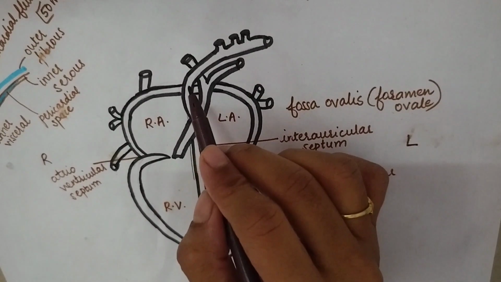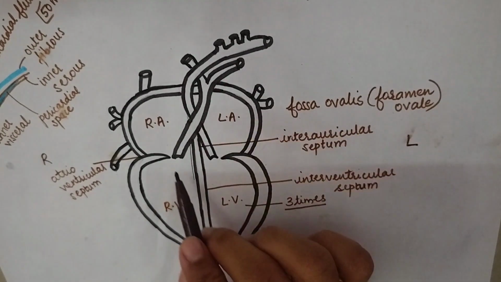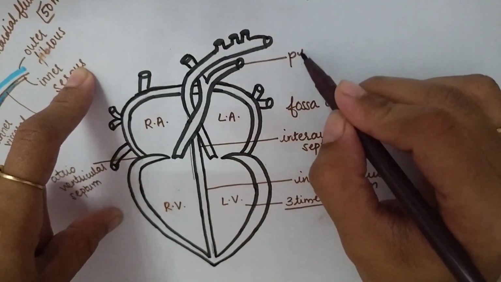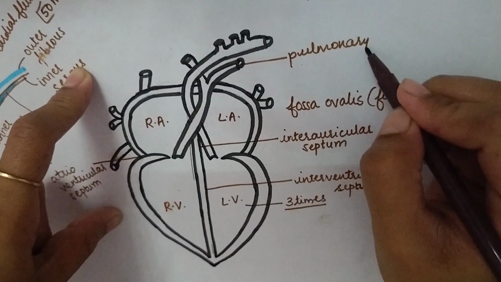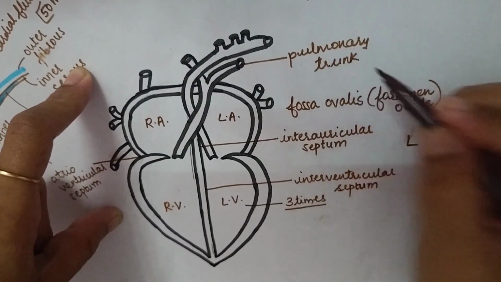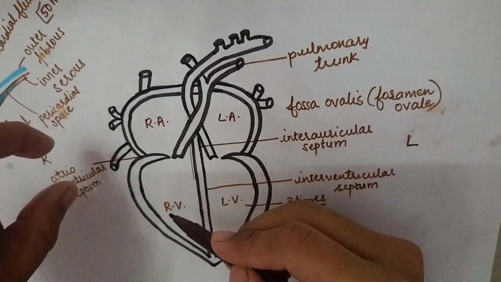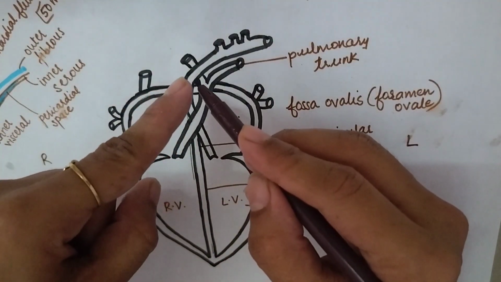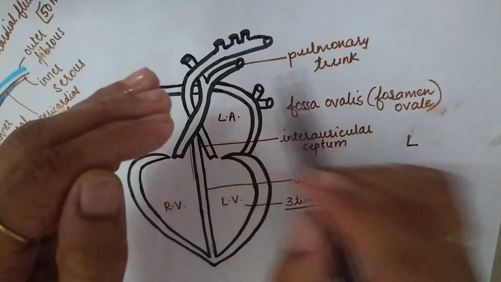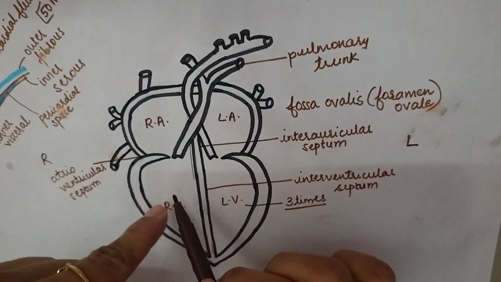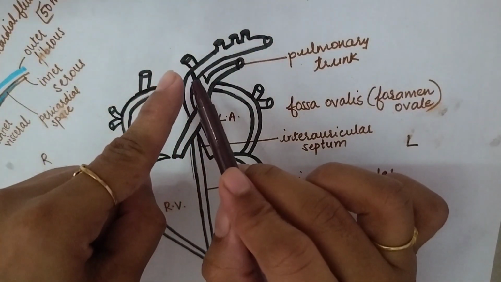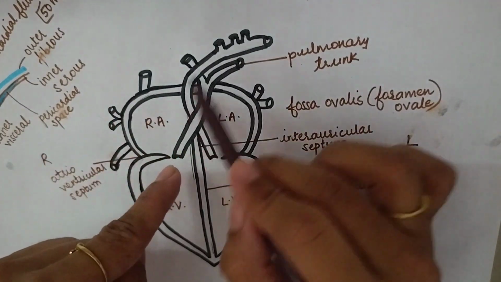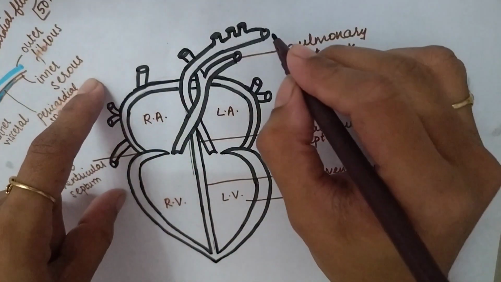Now here you will find these 2 structures. Now here from the right part, this one is the pulmonary trunk. As I said you earlier, the right part of the heart will have deoxygenated blood. This deoxygenated blood has to go to the lungs for oxygenation. Anything associated with the lungs will have the term pulmonary. So since this blood has to go to the lungs for oxygenation, it will go through this trunk, which is the pulmonary trunk. This part, this structure, this is the aorta.